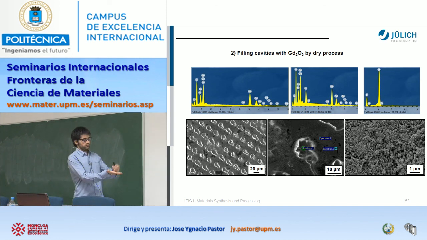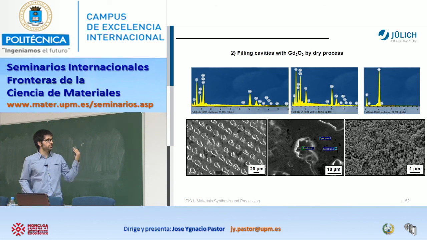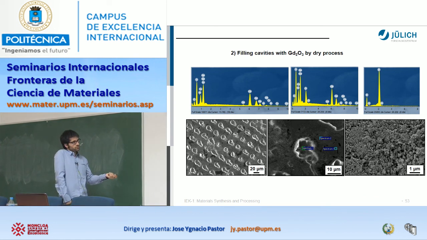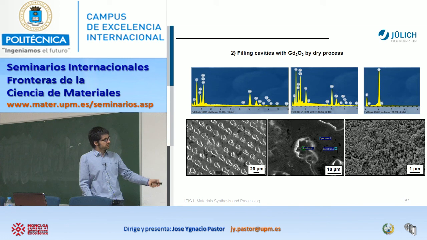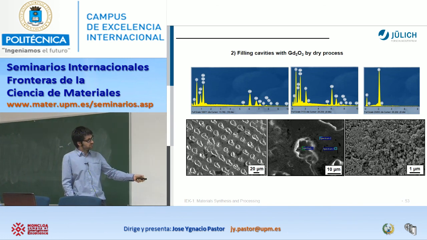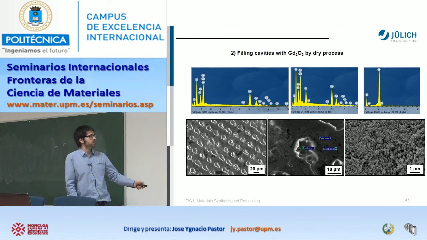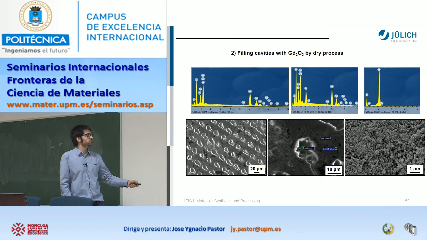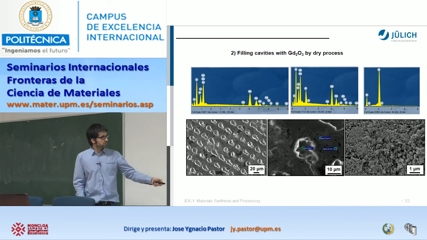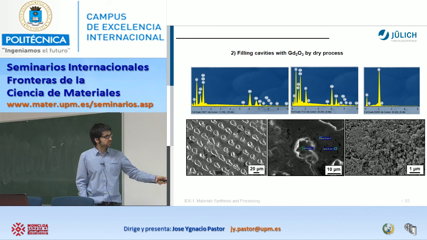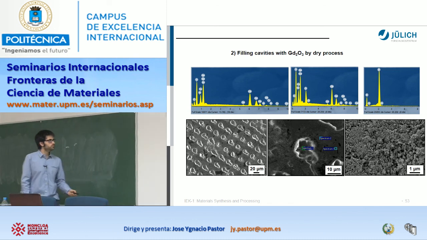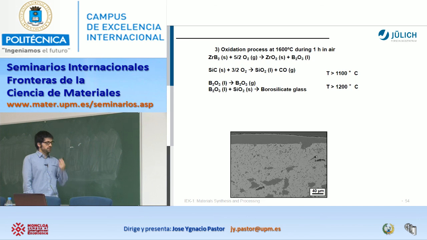We put the powder on top of our material, and like I explained in the other processing methods, we just pass several times like a screen printing, but without suspension, in a dry powder. Then we observed that all our cavities were filled with this powder, okay. And when we did the EDS, of course, we observed that this was the gadolinium oxide, and if we look in detail, we see that it's our gadolinium nanopowder, okay. And then what we did is the oxidation of the material, okay.